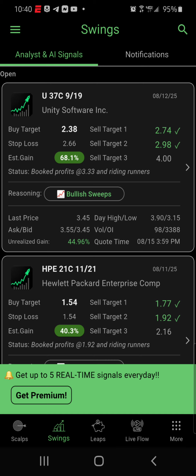You're going to look for Unity Software. You're going to type in the U. You're going to look for a 37. The C stands for call. Sometimes it'll be a P there for put. A call is you wanting the stock to appreciate in value. You want it to go up in real life. That's how you're going to make your money. And if you ever see a P on here, that's the put. You are betting on it or hoping that the stock actually goes down in value. You know what I mean?